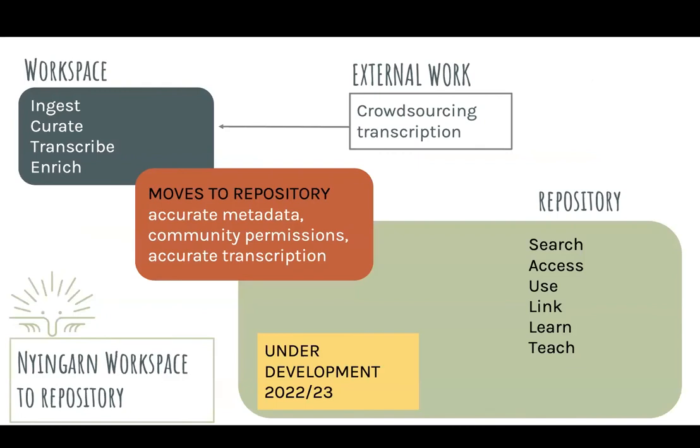In this slide, you see the conceptual model for Nyingarn. Manuscript images and transcriptions are ingested into the workspace. They are curated, transcribed, and enriched by the user. The workspace will also accept transcriptions done by crowdsourcing platforms like Digivol and From the Page. The manuscript will move into the repository when it meets the criteria of accurate metadata, accurate transcription, and permission from the language authority and holding institution. In the repository, the user will be able to search, access, and use the manuscript for many purposes.